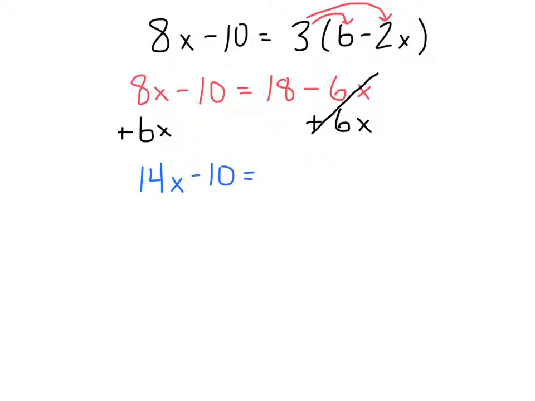And then just copy everything out that's left on the right side of the equation, which is 18. Now we have to move all the constants over to the right. So if we have this minus 10, the opposite of subtraction is addition. So we're going to add 10 to both sides.